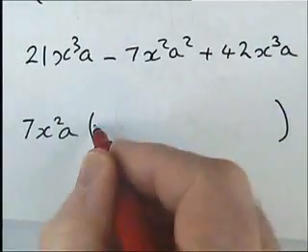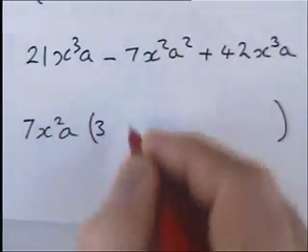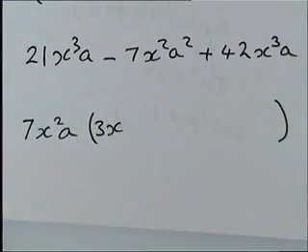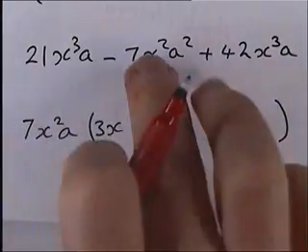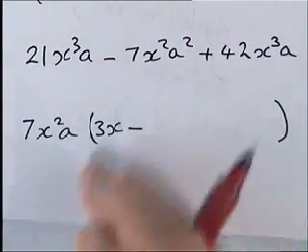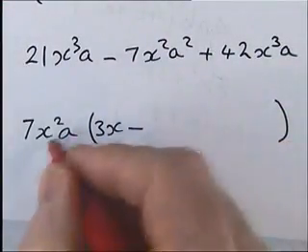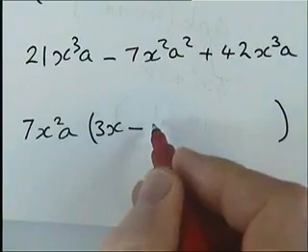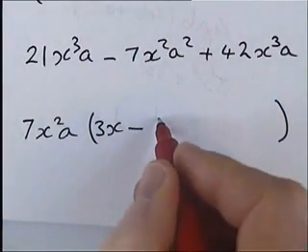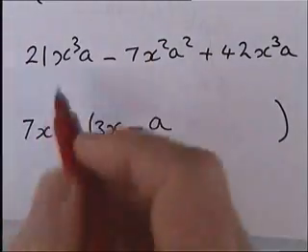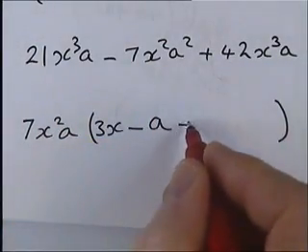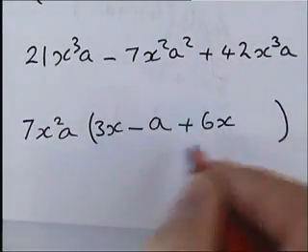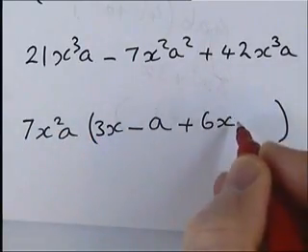Well, 7 3's make 21. X squared times x makes x cubed, and a times 1 gives a. So I could put a 1 there, but we don't if we've already got something else written down. 7 times minus 1, so I could write the 1, but I know later on I'm going to write something else, so I'm not going to bother for now. X squared times 1 gives x squared, and a times a gives a squared. And then finally, 6 times 7 gives 42. X squared times x gives x cubed, and then a times 1 gives a.